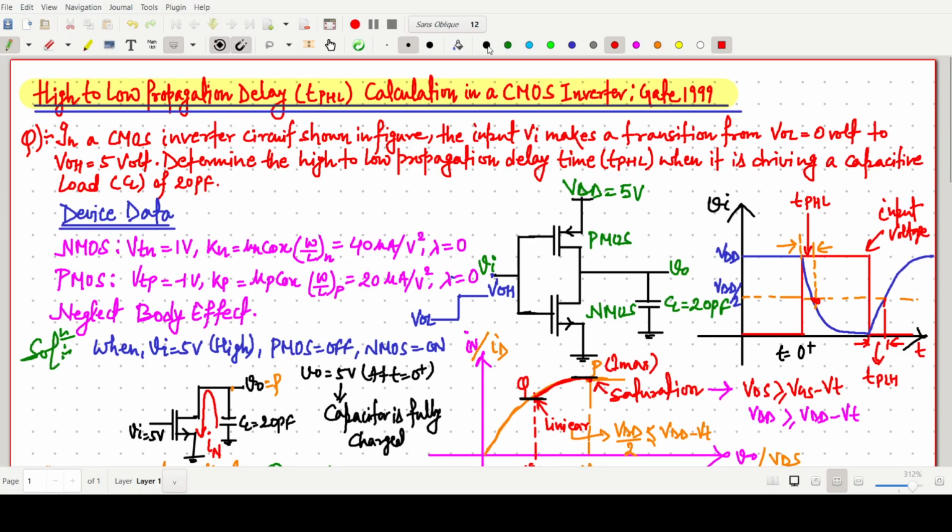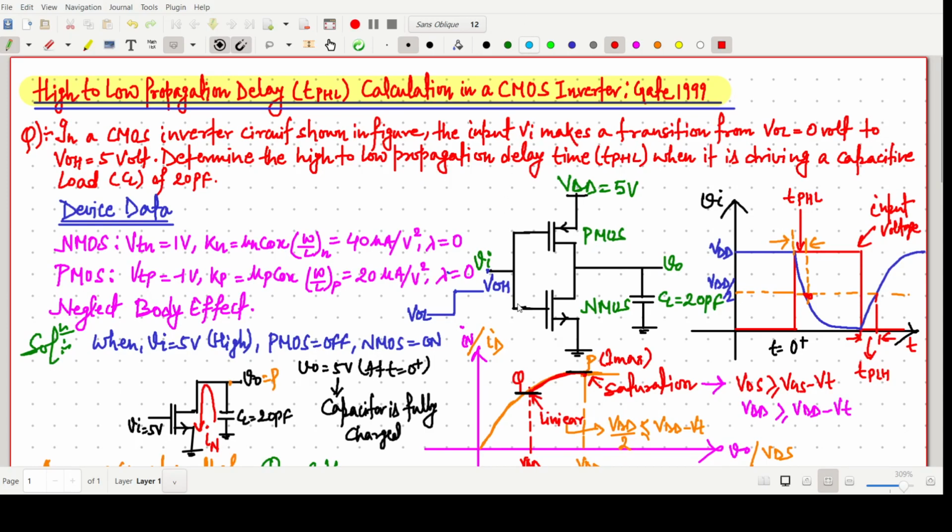So the answer for this question is 0.167 microsecond. So this was a very interesting question, so I am also writing the answer here. The answer for this question will be 0.167 microsecond by using the average current method, or if we go for the simple method by taking only the saturation part, it will come 0.156.